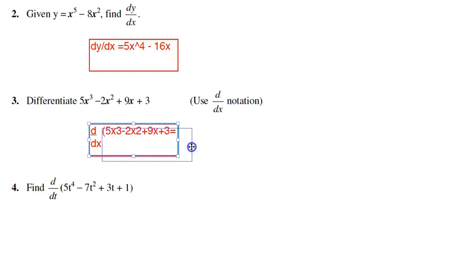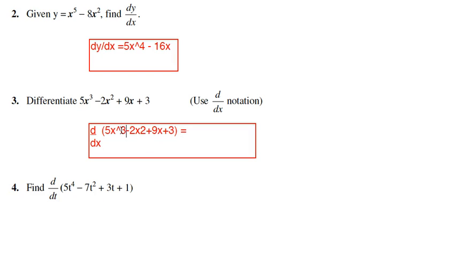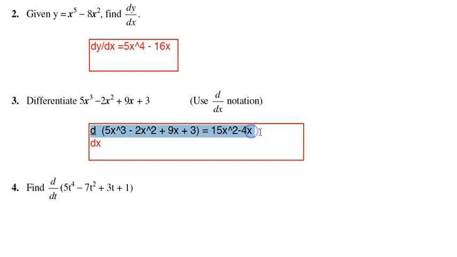I'll make this bigger. I know why you're getting confused. I'll put the powers in. So d by dx of 5x cubed minus 2x squared plus 9x plus 3 is, and that's how you can set it out as well, equals 5 times 3, that's 15x, what do we get? 15x squared minus 4x plus 9. Now if you differentiate the constant, you get 0.